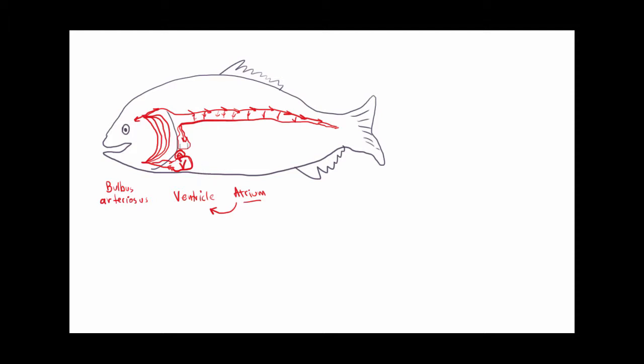Okay? The other thing that we have is the sinus venosus. The sinus venosus is definitely not a muscular pump. It simply receives the blood from all different parts of the venous return. And that's a closed circulatory system with a two-chambered heart that we find typically for fishes.